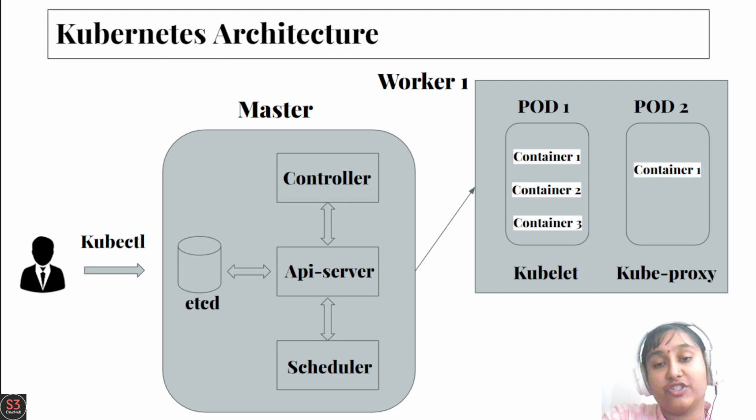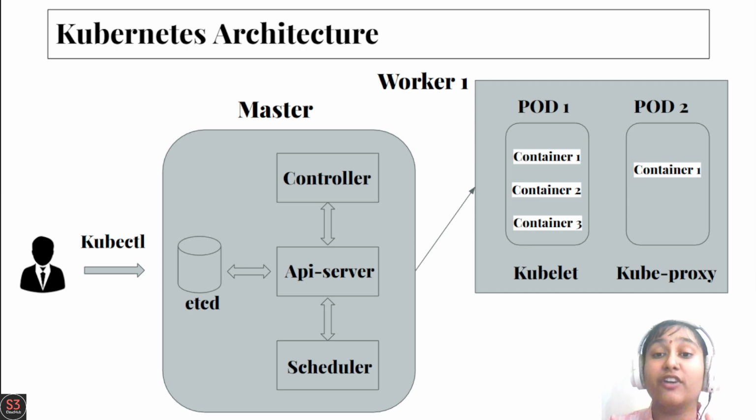You would be having questions like what is a controller, what is etcd, what is a scheduler, and what is the API server. So the API server is an endpoint to our Kubernetes cluster. So now what is a cluster? A cluster is a group of servers. In our Kubernetes architecture, we have a master node which is treated as one server.